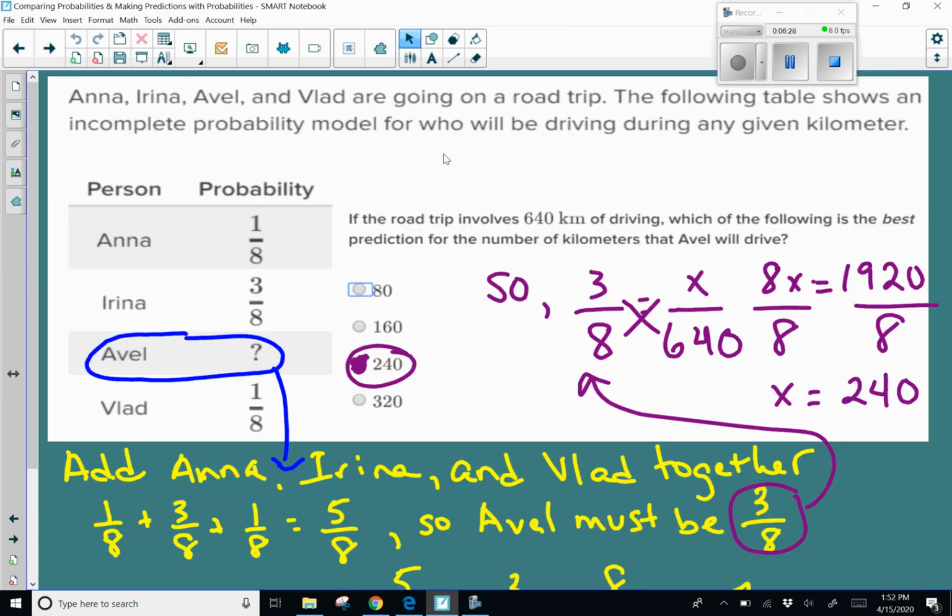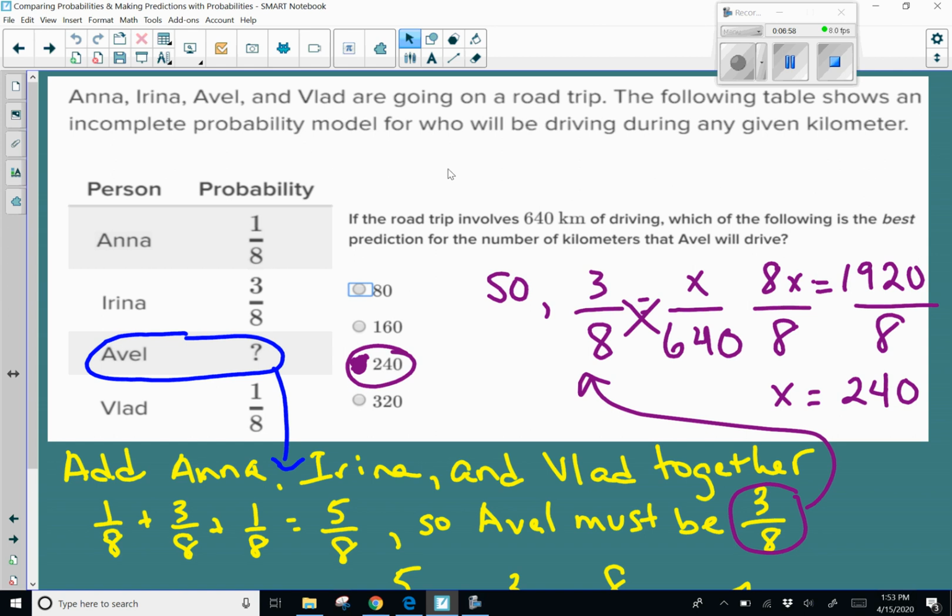Okay, here's another example. It says Anna, Irina, Avel, and Vlad are going on a road trip. The following table shows an incomplete probability model for who will be driving during any given kilometer. If the road trip involves 640 kilometers of driving, which of the following is the best prediction for the number of kilometers that Avel will drive? As you can see, this is an incomplete probability model because next to Avel's name, you see a question mark.